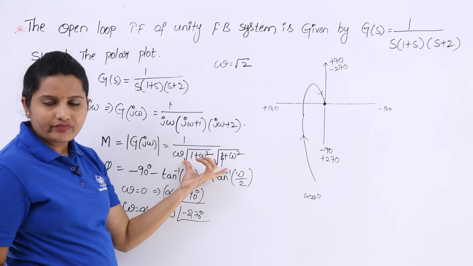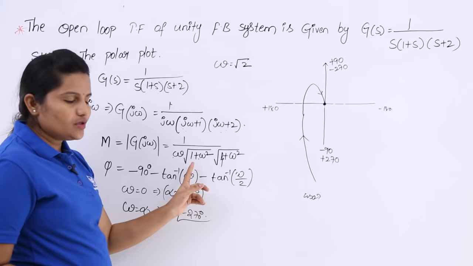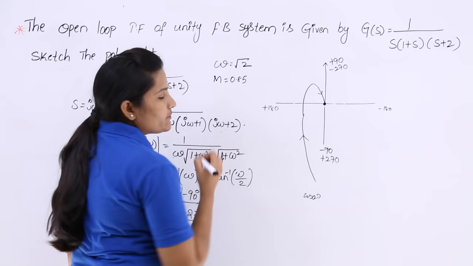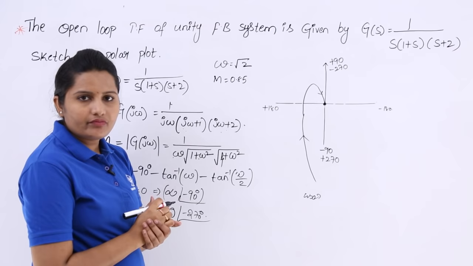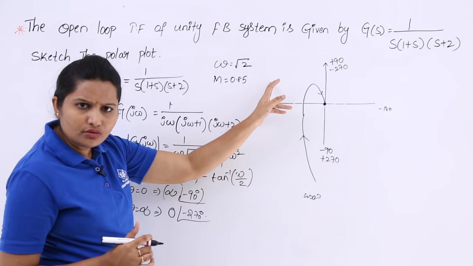Whatever omega value you are getting, you need to substitute it in the magnitude. You just substitute omega equal to root 2 here and calculate, the value is nearly 0.85 something. Now clearly the point is that the polar plot is going to intersect the negative real axis at omega equal to root 2, and the polar coordinates are 0.85 comma 180 degrees.